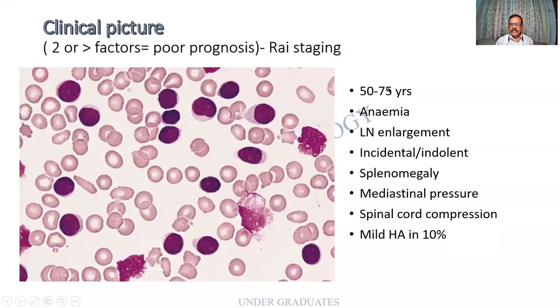So this is the general feature that we'll have to remember. As I told you, the age is 50 to 75 years. Patient definitely will be having an anemia. There will be lymph node enlargement. We should be extremely careful. Chronic lymphocytic leukemia will be having a lymph node enlargement. But otherwise, it is an incidental finding or an indolent, rather a sleeping disease.